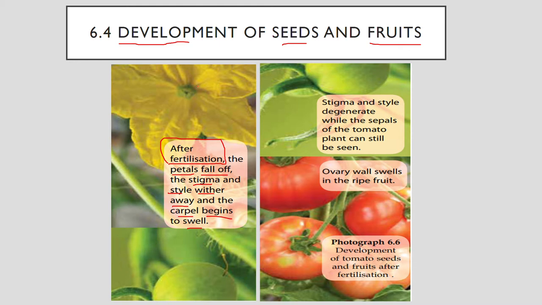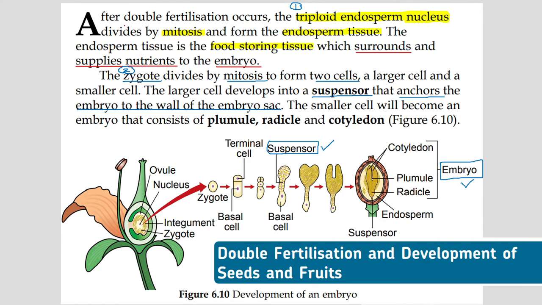Okay, so these photographs over here show the development of the tomato seeds and fruits after fertilization. The stigma and style will degenerate. Sepals can still be seen. The ovary wall swells. After double fertilization, remember why is it double? Two, because we have two male gametes. Upon entering the embryo sac, one of them will fertilize the egg cell, which is in between the two synergid cells, and that is to form the zygote.